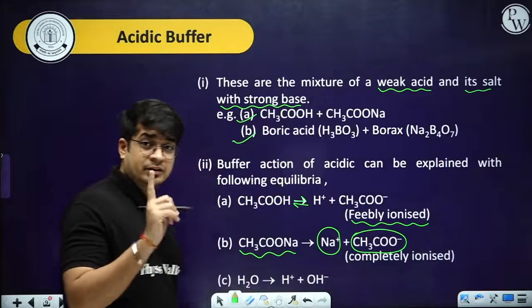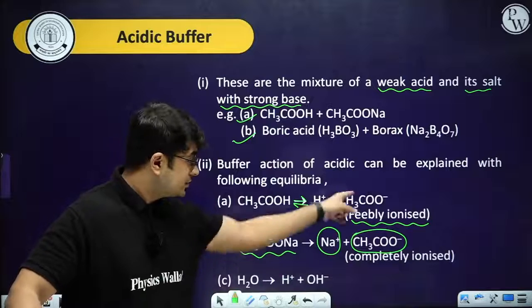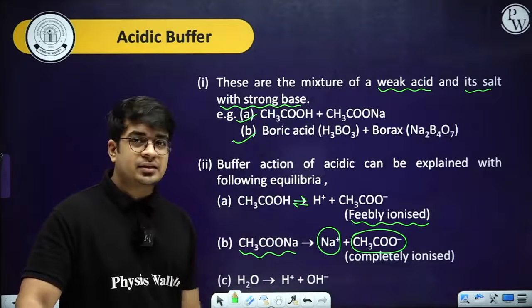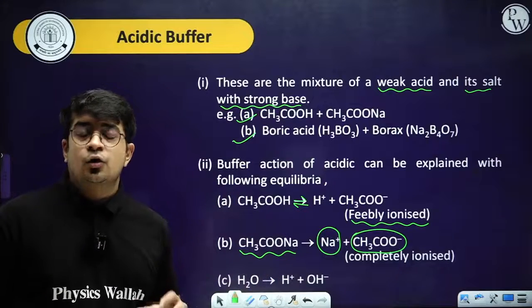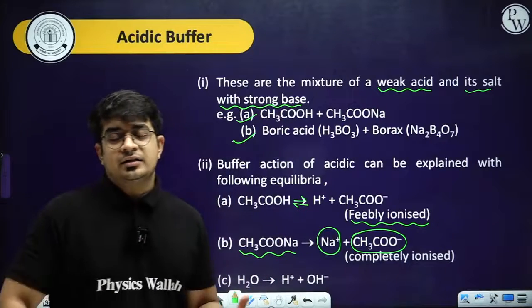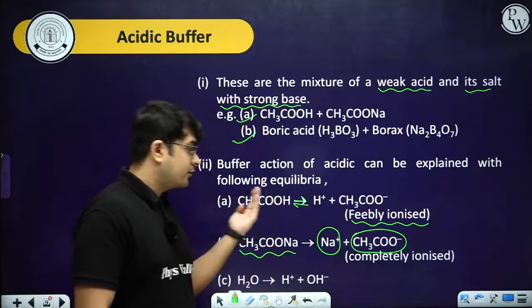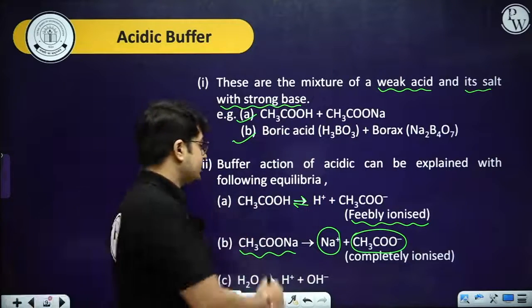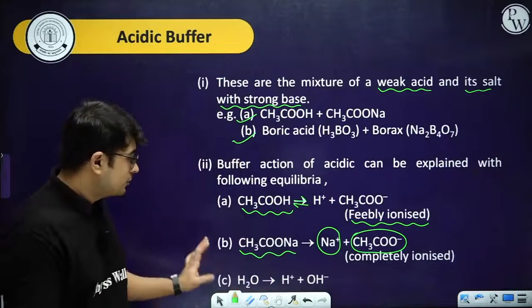Now one thing which I want to mention, you can see there is a presence of CH3COO negative here and here. Common ion is there. If a common ion is present on the product side, it means the product amount is going to increase. According to Le Chatelier's principle, it has to compensate, it has to decrease that amount. It means the reaction will go in the backward direction, which proves that this entire part, CH3COOH, is going to be feebly ionized. I hope this part is clear.